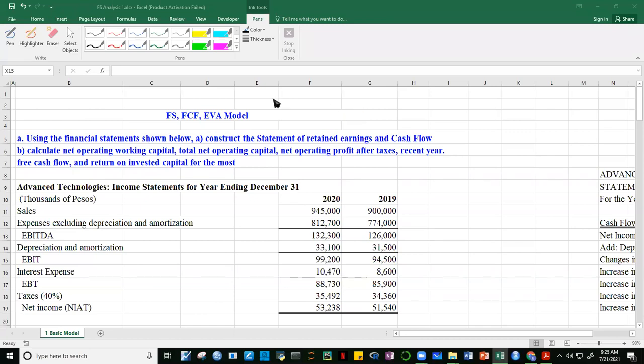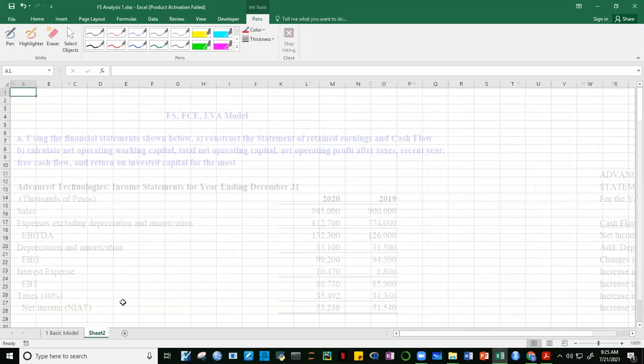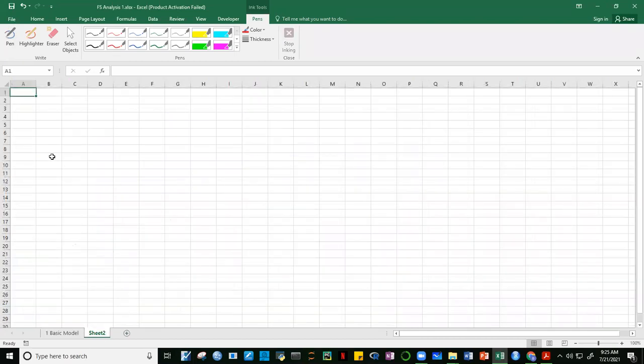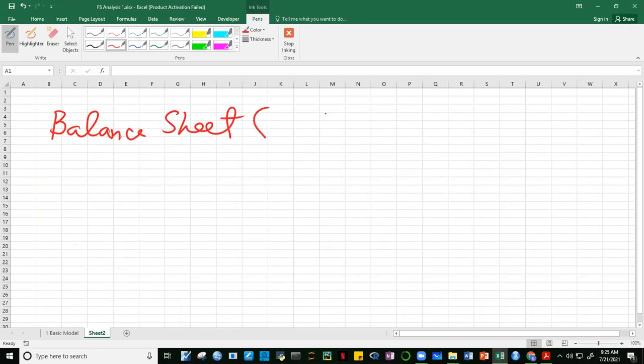Okay, so dalawa pa lang yun, no? You have your, okay, let me use another worksheet here. You have your balance sheet, di ba? Okay, balance sheet. And another name for this is what you mentioned a while ago. This is the statement of financial position.